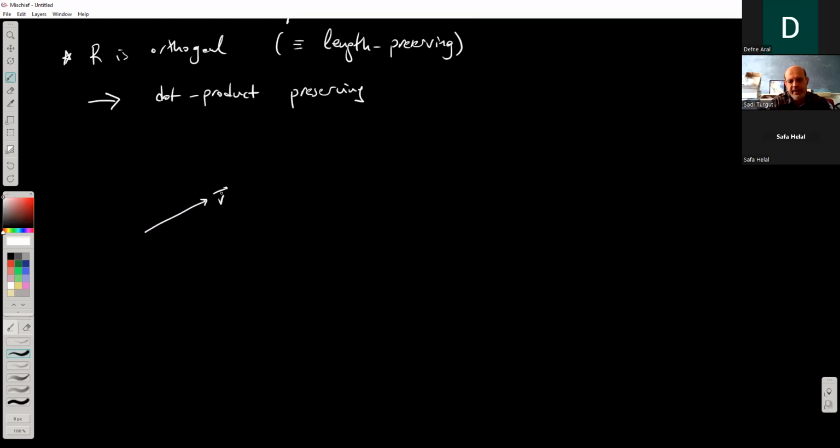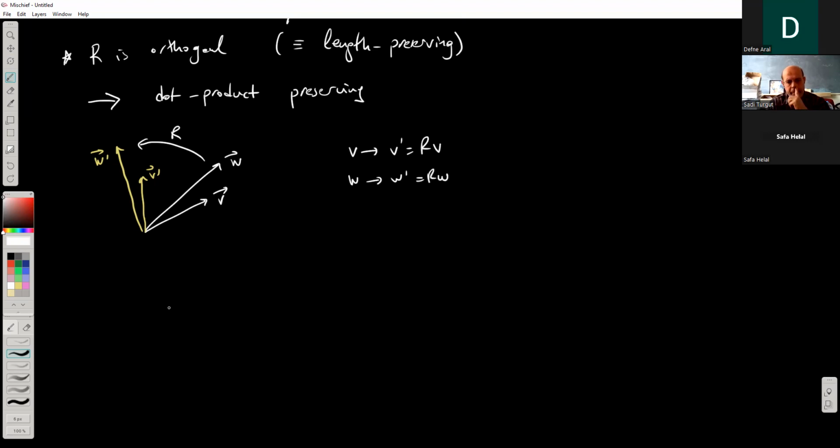Suppose that I have a vector V in here and another vector W. And then I rotate them by some rotation, and I obtain a vector V prime, which has the same length as V, and W prime in here. So V is mapped into V prime, which is R times V. W is mapped into W prime, which is R times W. The dot product preserving means that the dot product of these two vectors after rotation is the same thing as their dot product before the rotation.